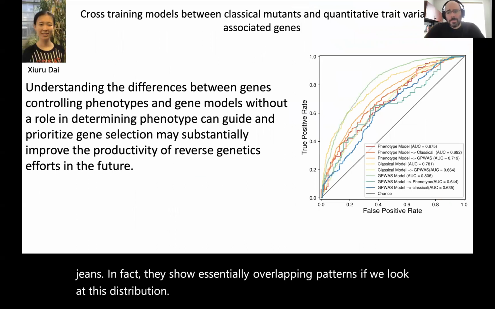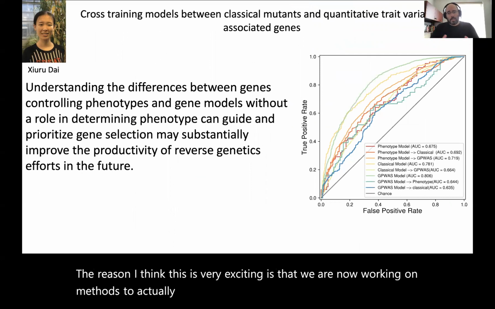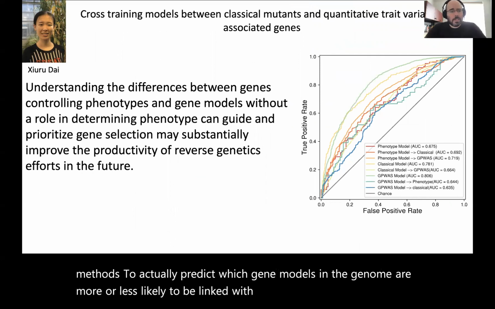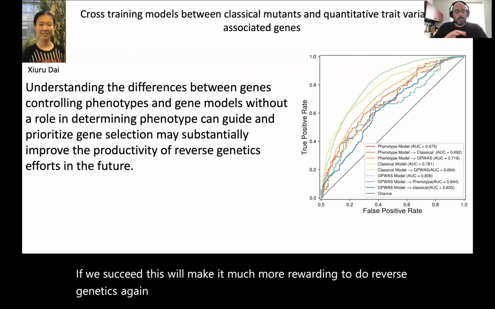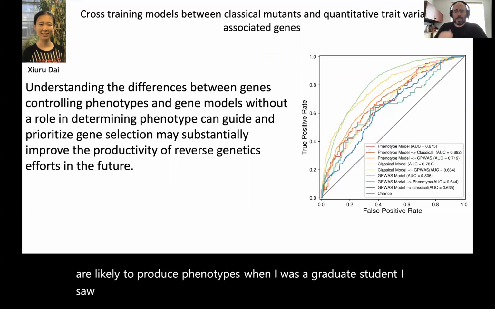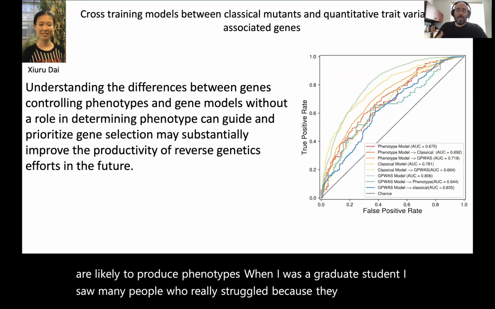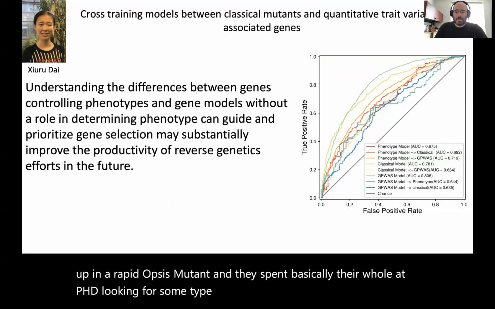The reason I think this is very exciting is that we are now working on methods to actually predict which gene models in the genome are more or less likely to be linked with phenotype. If we succeed, this will make it much more rewarding to do reverse genetics again, because it will be possible to identify which genes are likely to produce phenotypes. When I was a graduate student, I saw many people who really struggled because they ordered up an Arabidopsis mutant, and they spent basically their whole PhD looking for some type of phenotype for that mutant, and they did not succeed.